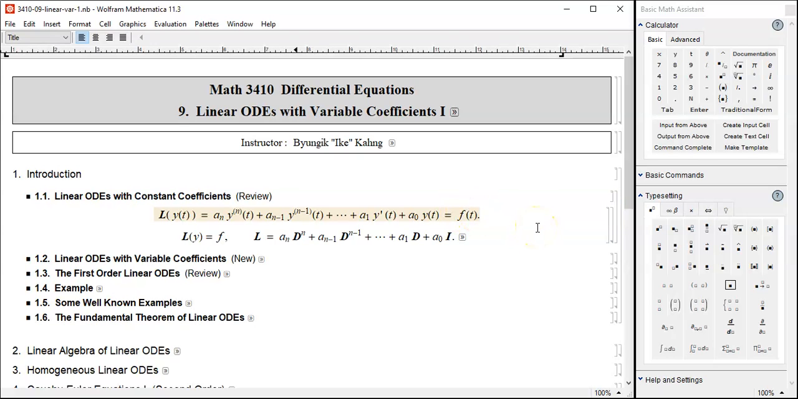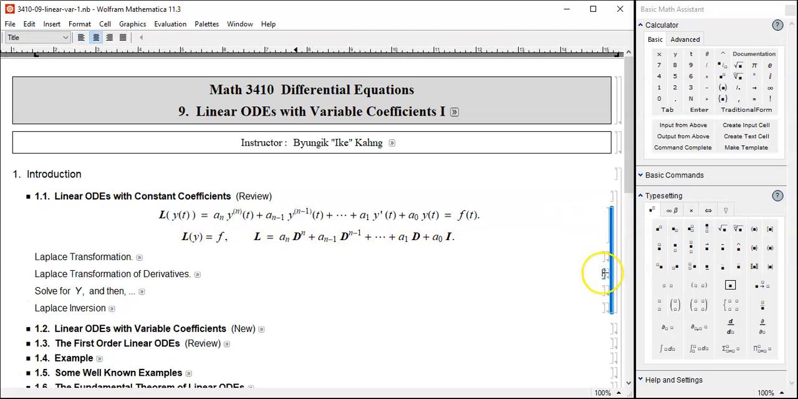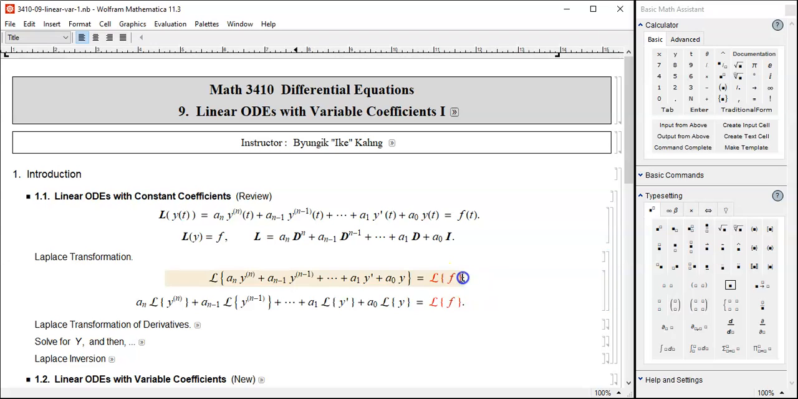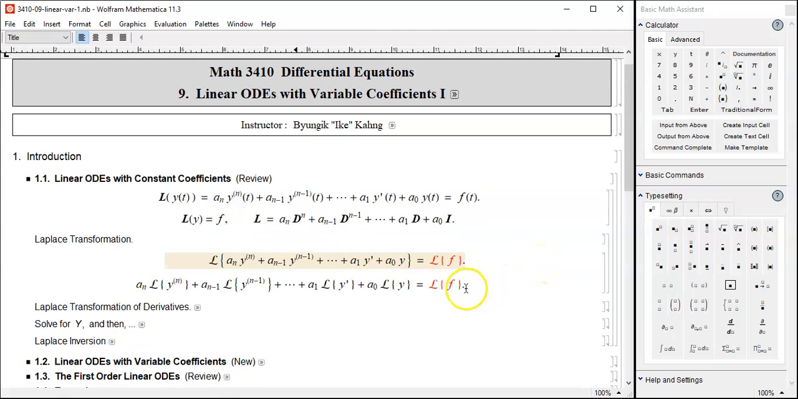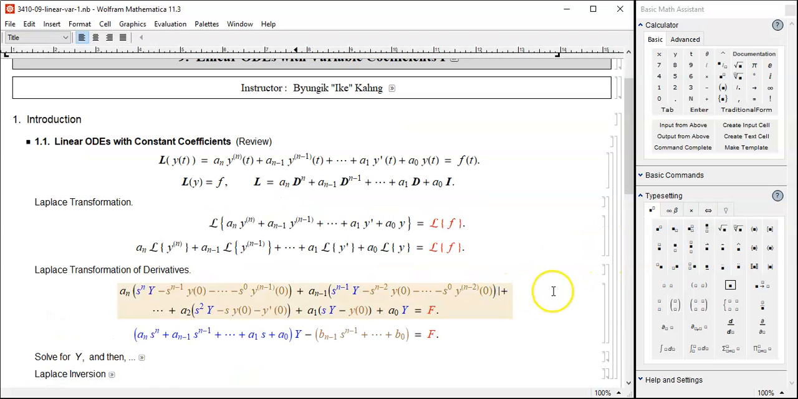Here's a general form of the linear ODE with constant coefficients. You can write the same thing using the linear operator form like this. And then how did we handle it? Here's a brief review. We take a Laplace transform and break up the left-hand side using the linearity property of L. And then you can use the derivative formulae, change all these derivatives. And then the right-hand side is a Laplace transform of f, so it becomes capital F. Now we take the like terms together.